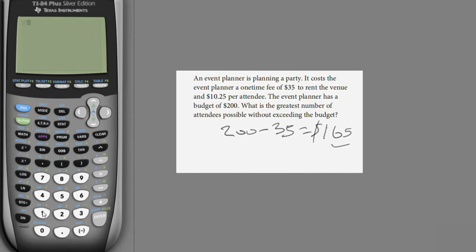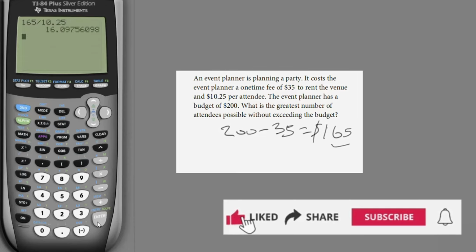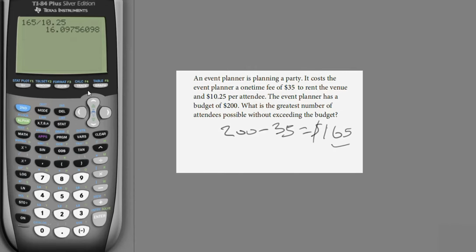Okay, so let's punch this in the calculator, and that will be all. So this will be 165, divided by 10.25. Whatever you get will be the greatest number of attendees possible without exceeding the budget. Press enter. So we have 16. So this shows us that the greatest number of attendees possible without exceeding the budget is 16. Okay, 16 attendees. So it's as simple as this. This basically can do the exam problem. It's simple logic and understanding, and you'll be good to go.